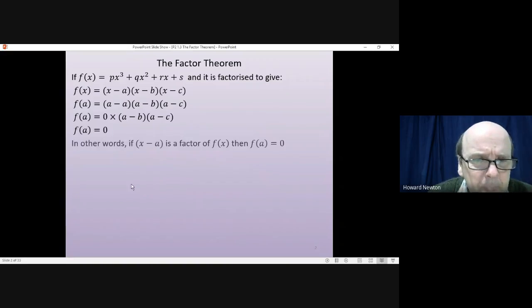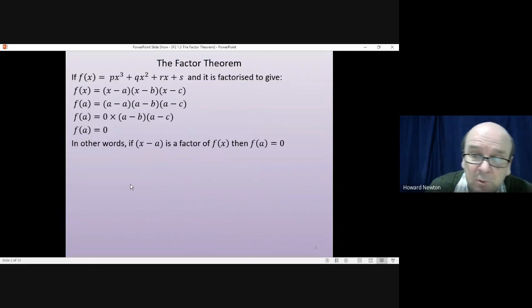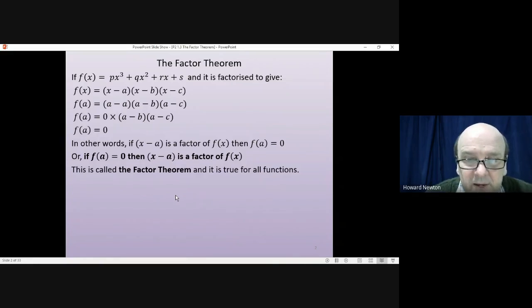Now, what does that mean? Well, in other words, if x minus a is a factor of f(x), then f(a) will equal 0. Or putting that the other way round, if f(a) equals 0, and that means if we put x equals a into the function and we get 0 for the answer, then x minus a will be a factor of f(x). This is what's called the factor theorem, and it's true for all functions. It helps you to find factors.